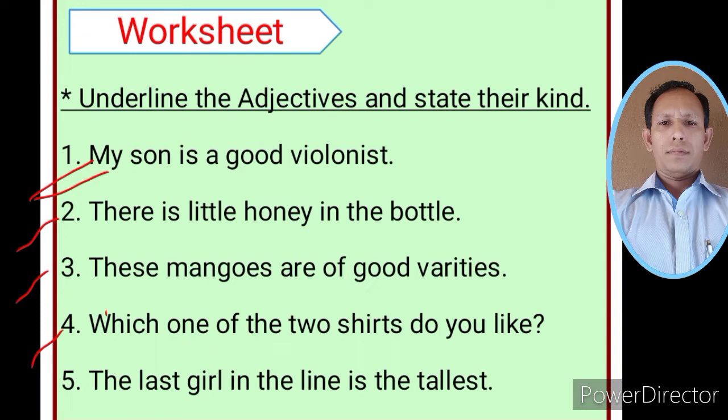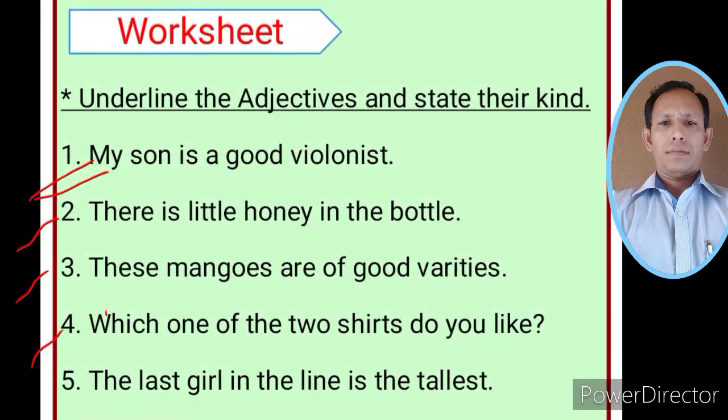I repeat the sentences. My son is a good violinist. There is little honey in the bottle. These mangoes are of good varieties. Which one of the two shirts do you like? And the last sentence is, the last girl in the line is the tallest.